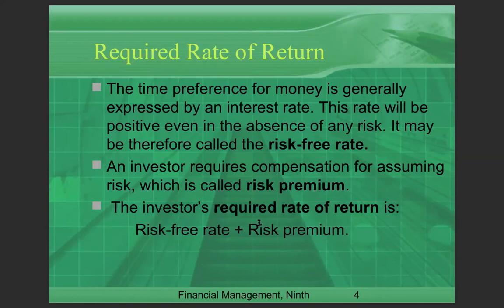This is called return. Return is of two types. Risk-free rate: if I keep it in the post office savings scheme, 100% I will get back my money along with the return that is promised. But if I keep it in a commercial bank, there is 99% guarantee. If I keep it in a private bank, there is 70% guarantee. If I keep it in the stock market, there's only 50% guarantee.